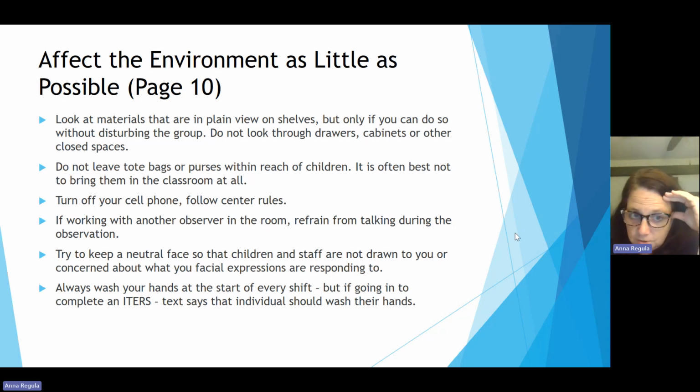Make sure you don't leave, and you shouldn't be doing this anyway, hopefully this was covered with your orientation, you don't want to leave your tote bags or purses. Probably better to not bring them in at all. I often don't even bring my cell phone, and I know at the KUKA Center they have to put their phones in their lockers and stuff. We should be following any rules that are followed at the center we're at.